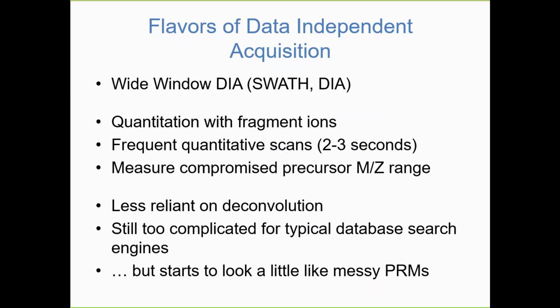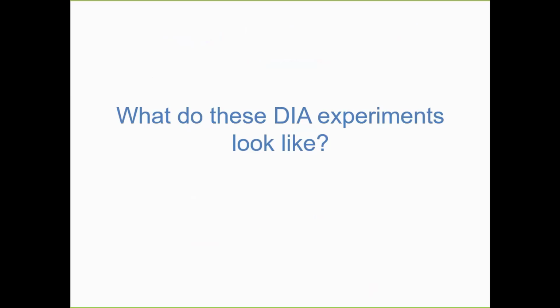This approach was somewhat less reliant on deconvolution than the MSE approach, but at the same time it was pretty complicated, still far too complicated for a normal database search engine like Mascot or Sequest. However, now we're starting to make data that looks a little bit like PRMs in terms of its quantitative readout. So what do these DIA experiments look like?